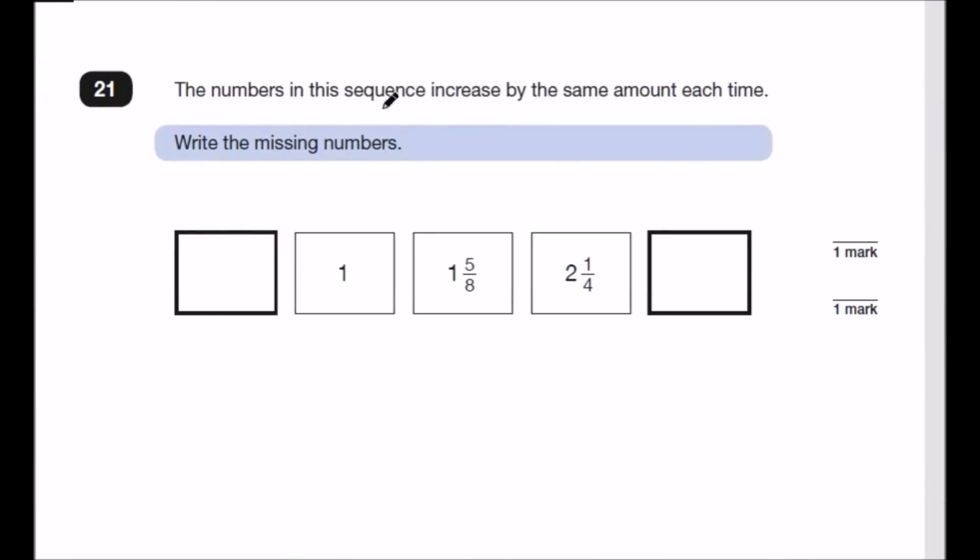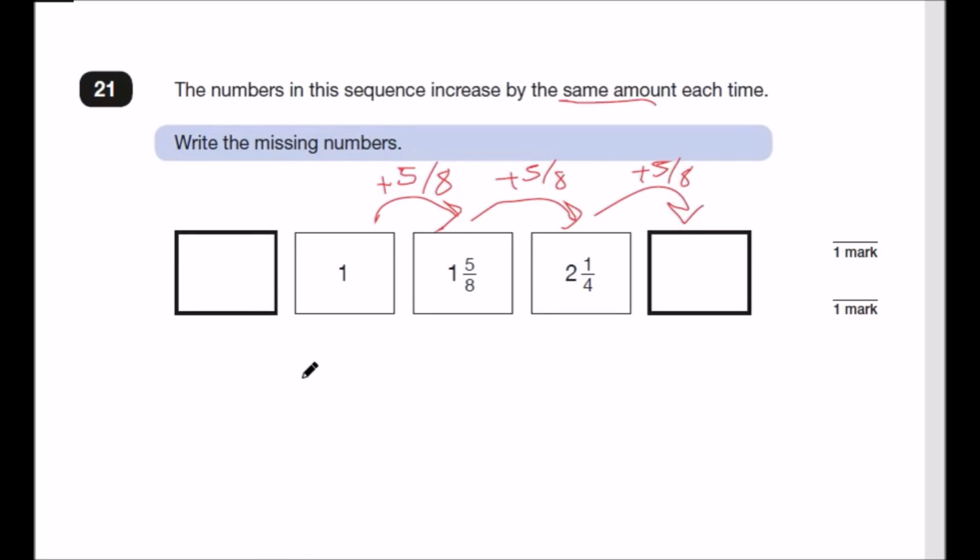21. The numbers in the sequence increase by the same amount each time. Write the missing numbers. So if they increase by the same amount, that means we can find just one difference. Between 1 and 1 5/8, you can see it's clearly increased by 5/8. So let's put plus 5/8. And again, from the next one, it also increased by 5/8. So all we have to do is increase this one by 5/8 too.